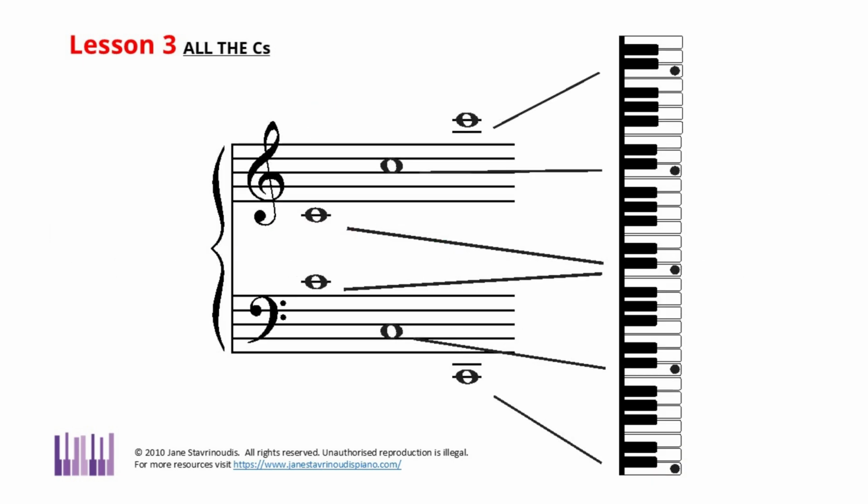Another way to work out note names is to use landmark notes. In other words, one note in all positions and then read up or down from that note. The most common landmark notes are C, and here are the 5 main C notes on the piano.